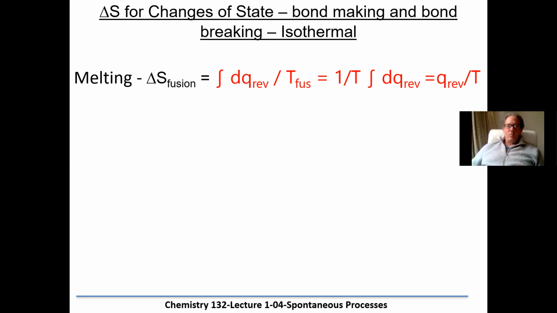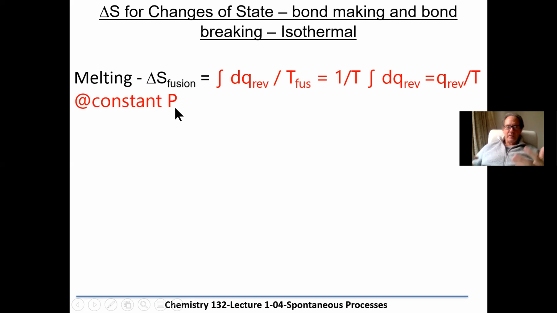It's getting more random as it melts. Liquid water obviously takes up a more random orientation than solid water. So again, we can calculate the entropy change for fusion: it's the integral of dq, those tiny changes in heat, divided by the temperature of fusion, which equals, again, it's 1 over T. We're going to take that out of the equation. So we get 1 over T times the integral of dq, which we're simply going to express as Q reversible over temperature. And that happens at a constant pressure.